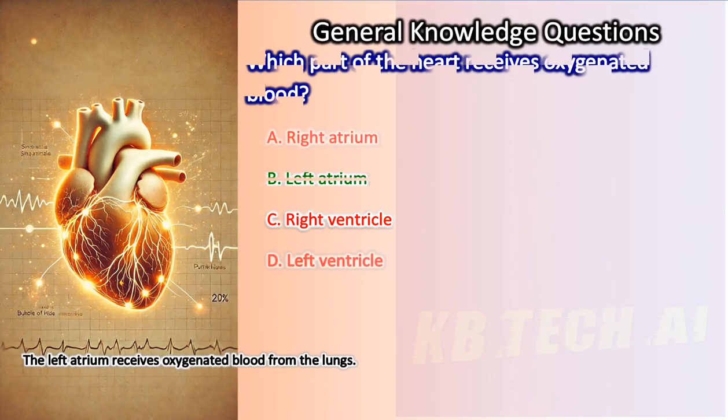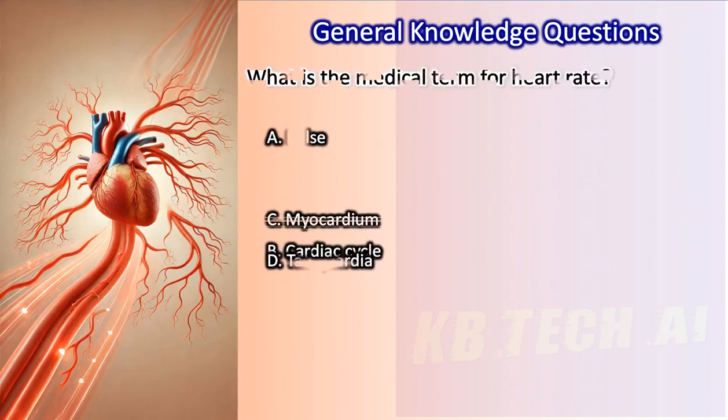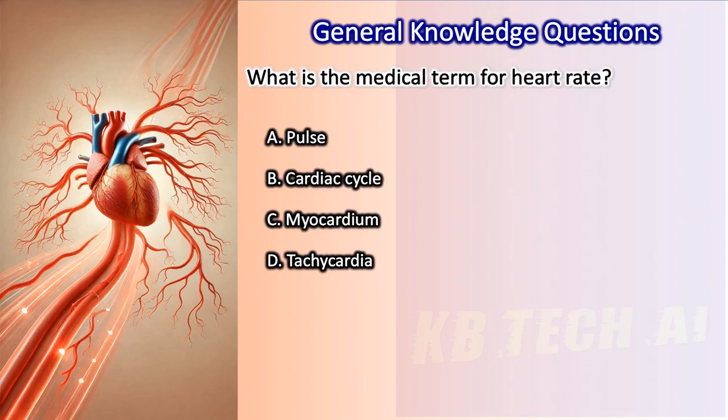The answer is Option 2. Left atrium. What is the medical term for heart rate? Option 1. Pulse. Option 2. Cardiac cycle. Option 3. Myocardium. Option 4. Tachycardia.